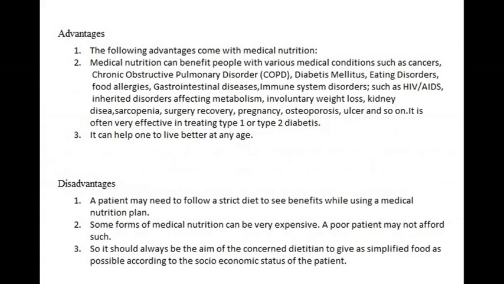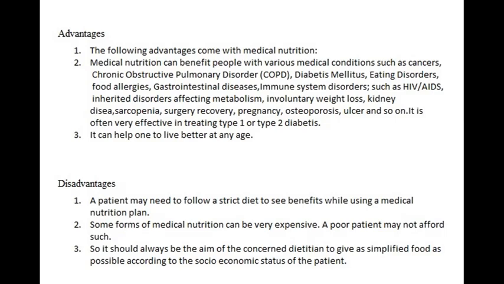Advantages. The following advantages come with medical nutrition. Medical nutrition can benefit people with various medical conditions such as cancer, COPD, diabetes mellitus, eating disorders, food allergies, gastrointestinal disorders, immune system disorders such as HIV/AIDS, inherited disorders of metabolism, involuntary weight loss, kidney disease, sarcopenia, surgery recovery, pregnancy, osteoporosis, ulcer, and so on. It is often very effective in treating type 1 and type 2 diabetes, because they are dependent on the carbohydrate content. So it can help one to live better at any age. Obviously, if we maintain a good diet, it will lead to a healthy lifestyle.